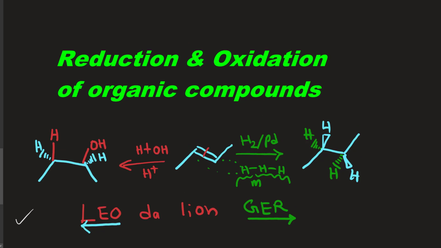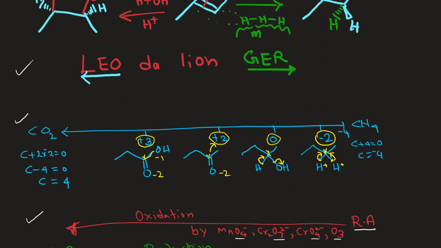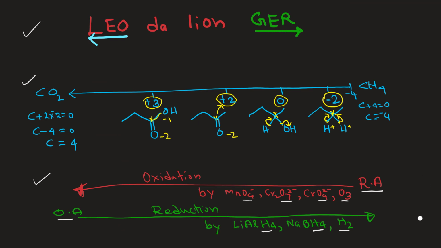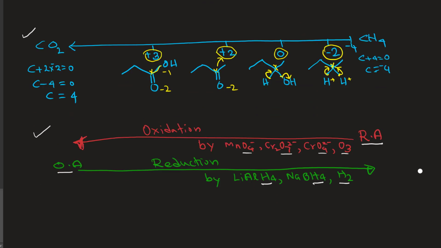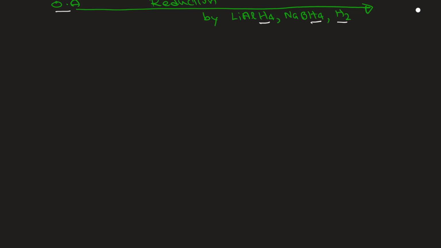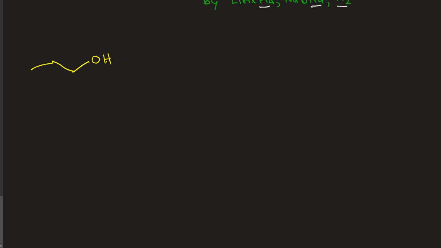And so you think about LEO the lion says GER, and then think about the oxidation-reduction number line, and think about the reagents and who gets oxidized and who gets reduced, and who is the secret agent, the oxidizing agent, right? Because the secret agent means the oxidizing agent getting reduced by lithium aluminum hydride, or the oxidizing agent getting reduced by sodium borohydride. That's the idea.